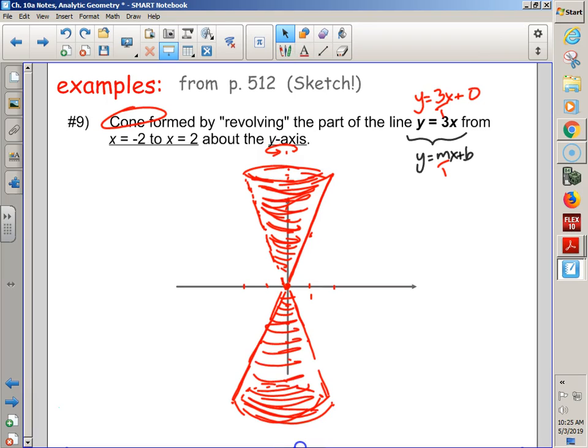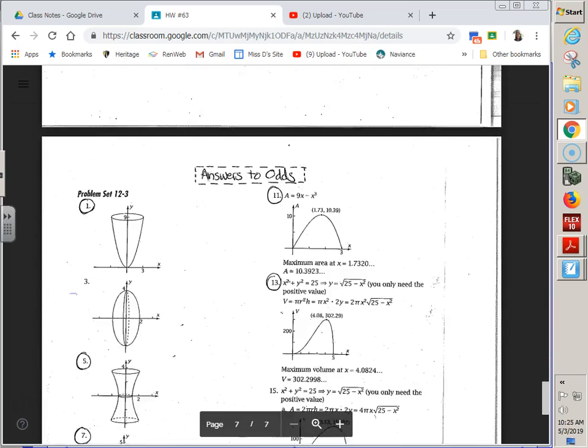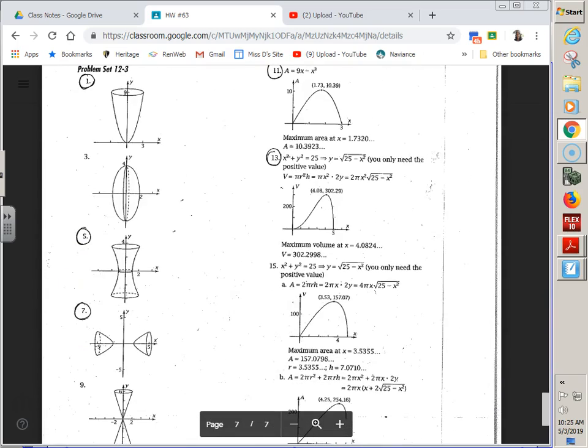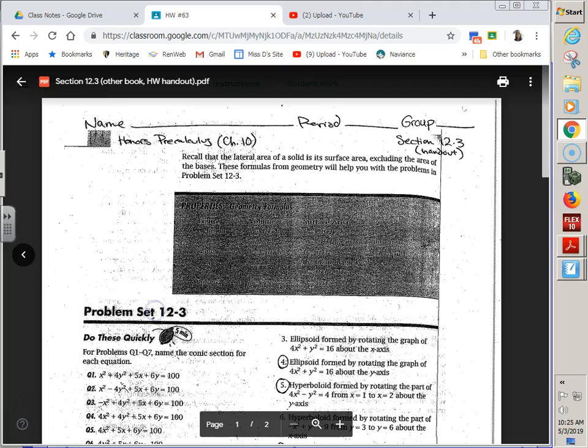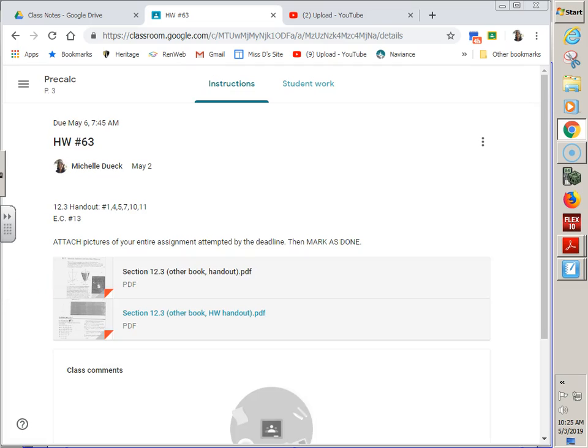Okay, so homework. Here's the section. It goes through wording and examples, and it has, remember, the answers to the odds in the back. But then what else do you have? You also have the actual homework exercises. Let's check out really quickly. You guys have 1, 4, 5, 7, 10, 11.